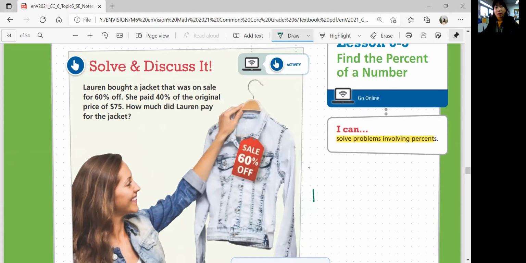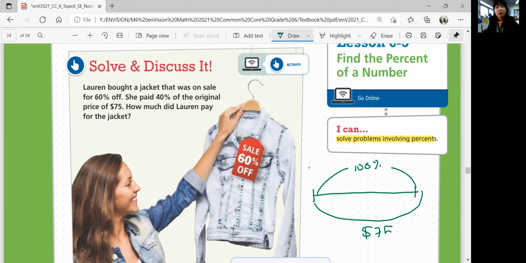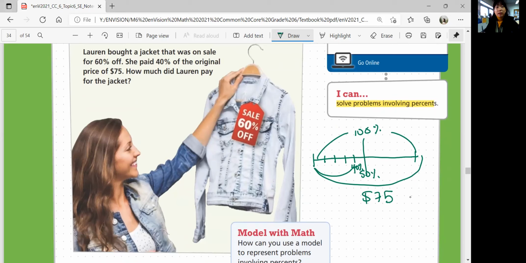So what is 100% represented here? What would you say 100% is in terms of dollars? What was the original price? $75. So this is $75, okay? And you know, 50% is just half price. And 1, 2, 3, 4, 5. Okay, so 40% would be what? You can write ratios to figure that out.